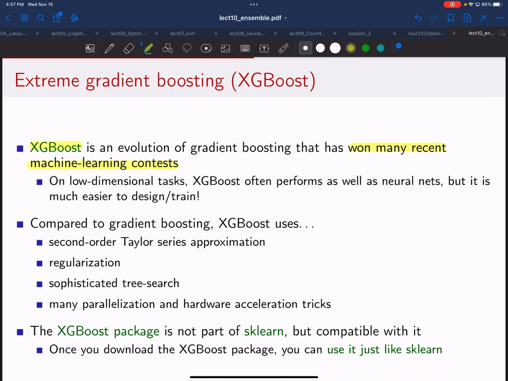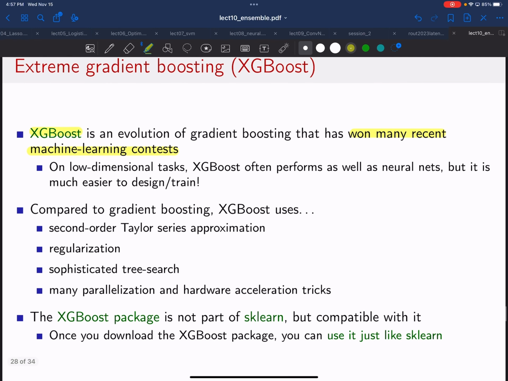Okay, so XGBoost is very related to what we did with gradient boosting. It just adds a few tweaks. Instead of doing just a single derivative, like we saw with gradient boosting, it does a second order Taylor series expansion, so it's looking at slope and curvature. It adds regularization. It has a sophisticated tree search and various parallelization and hardware acceleration tricks. So we will not focus on the second details. We'll just focus on those first two steps.